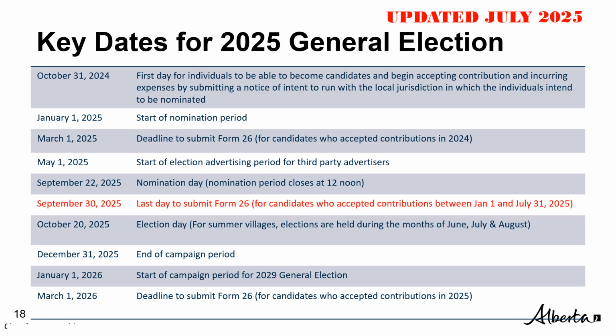This is a list of some of the key dates for the 2025 general election for municipalities and school divisions. Please see the candidates guide available on alberta.ca for a more fulsome list. Elections in summer villages are held during the months of June, July, and August, so timelines vary accordingly.